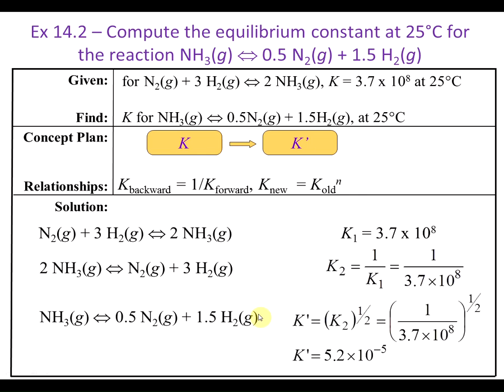Now we're going to divide everything by 2. And so when we divide everything by 2, we raise K to the 1/2 power, and that's the same thing as taking the square root. And so our new K prime value for the reaction as it's written in the problem is 5.2 times 10 to the minus 5th.